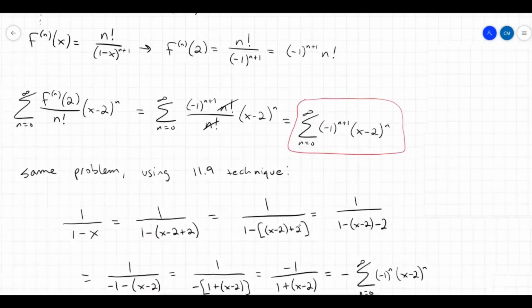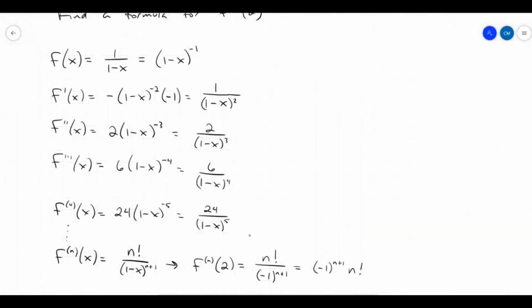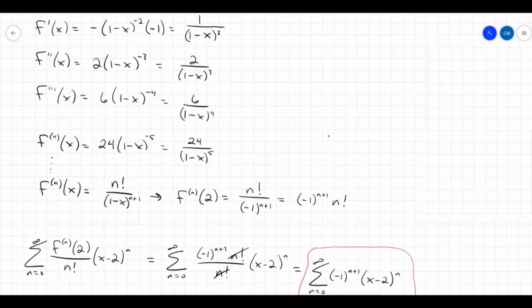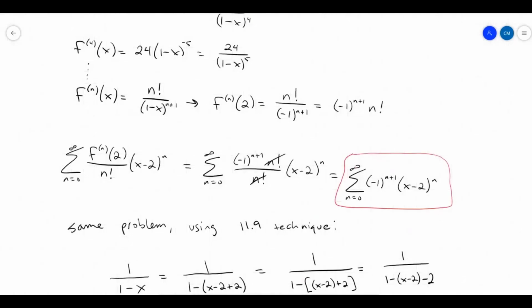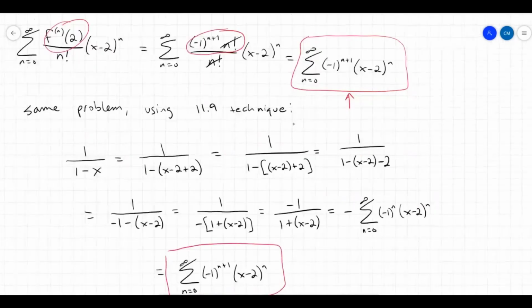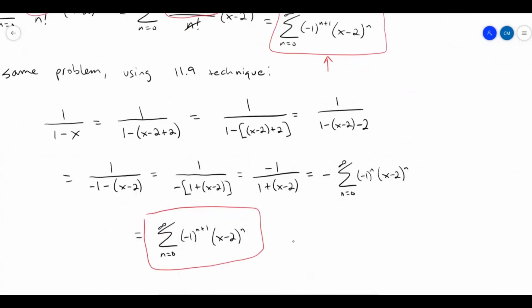The way I showed up here, where you have to take multiple derivatives, see if you can establish the pattern. Once you've established the pattern, you plug it into the formula here for the f^(n)(2). Just plug it in right there. That's where we found it. Cancel whatever we need to cancel, simplify it. There's our power series. Okay. Or alternatively, you could use the method that we saw in 11.9, where we try to match it up to a geometric power series.